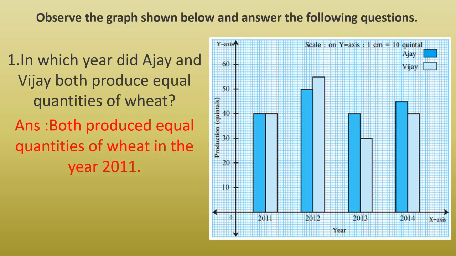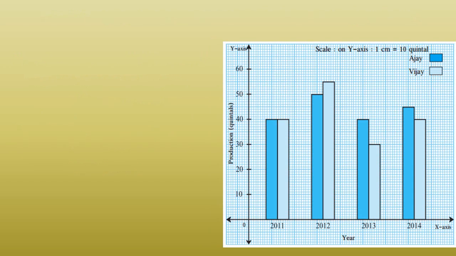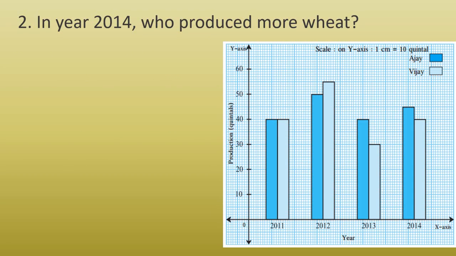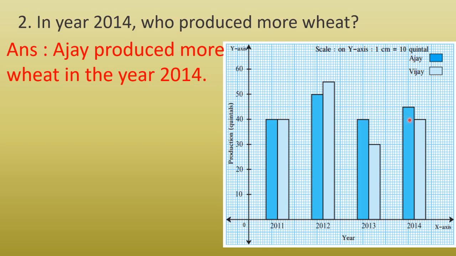Now let's see question number 2. In the year 2014, who produced more wheat? In the year 2014, here you can see Ajay produced more wheat. So Ajay produced more wheat in the year 2014.